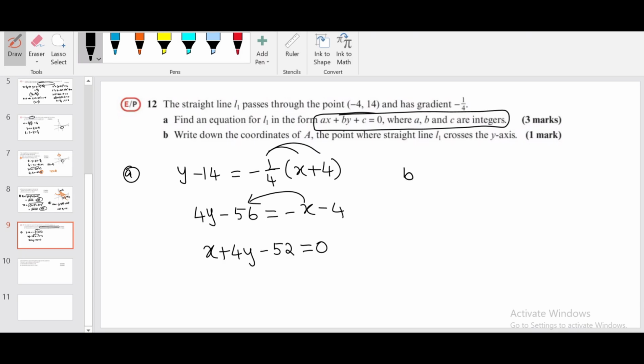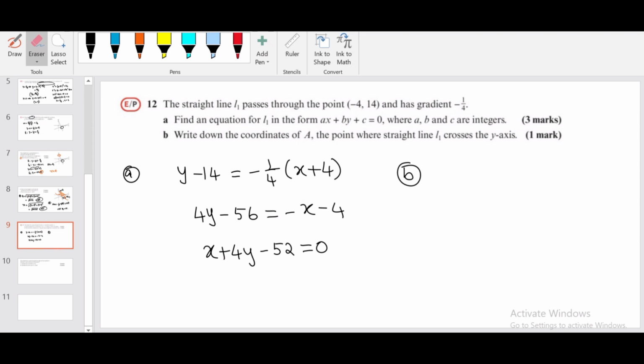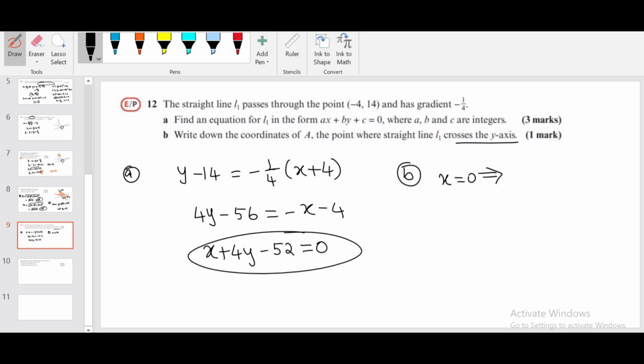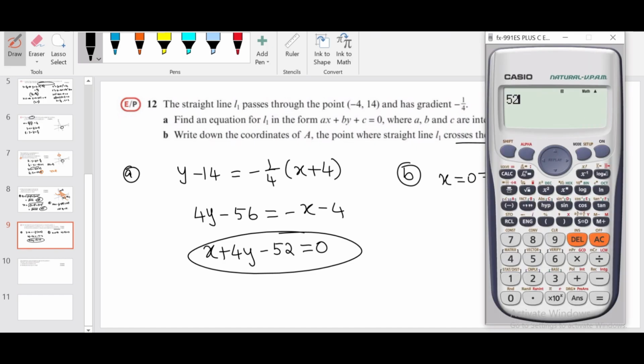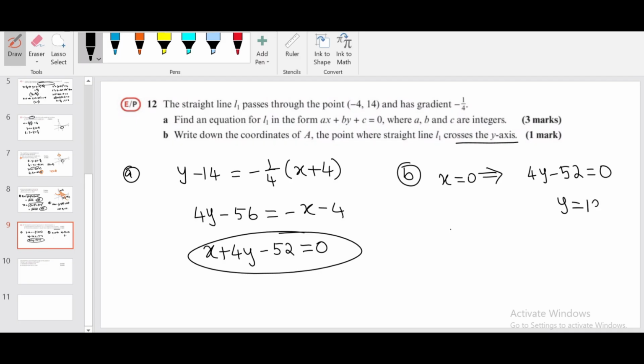Part B now. Write down the coordinates of point A where the straight line crosses the y-axis. If it crosses the y-axis, you replace x by 0 in the straight line. So 0 plus 4y minus 52 is 0. 4y is 52. Y is equal to 52 over 4. Y is 13. So the point A has coordinates 0, 13. That's the answer for part B.